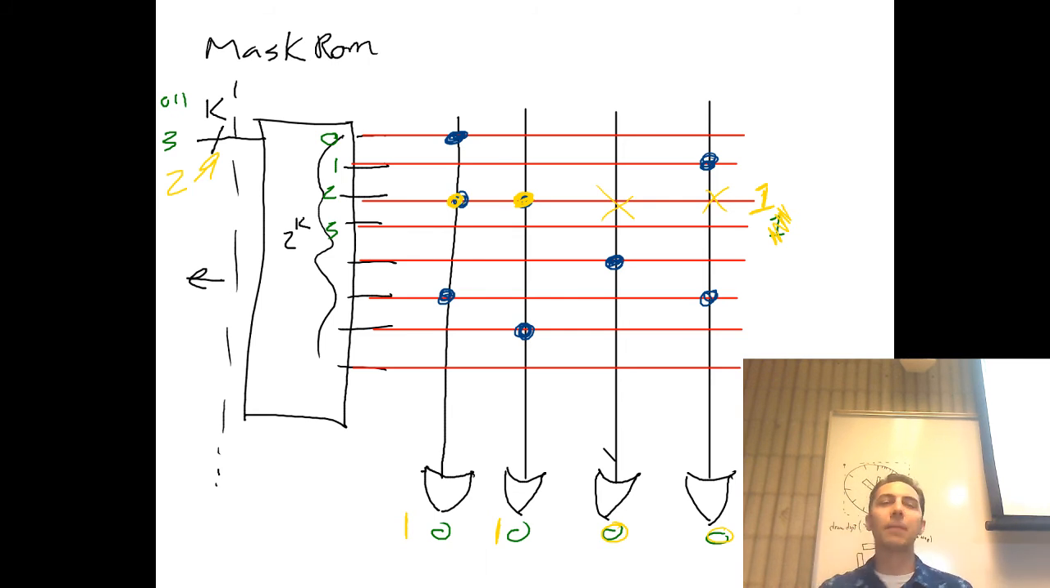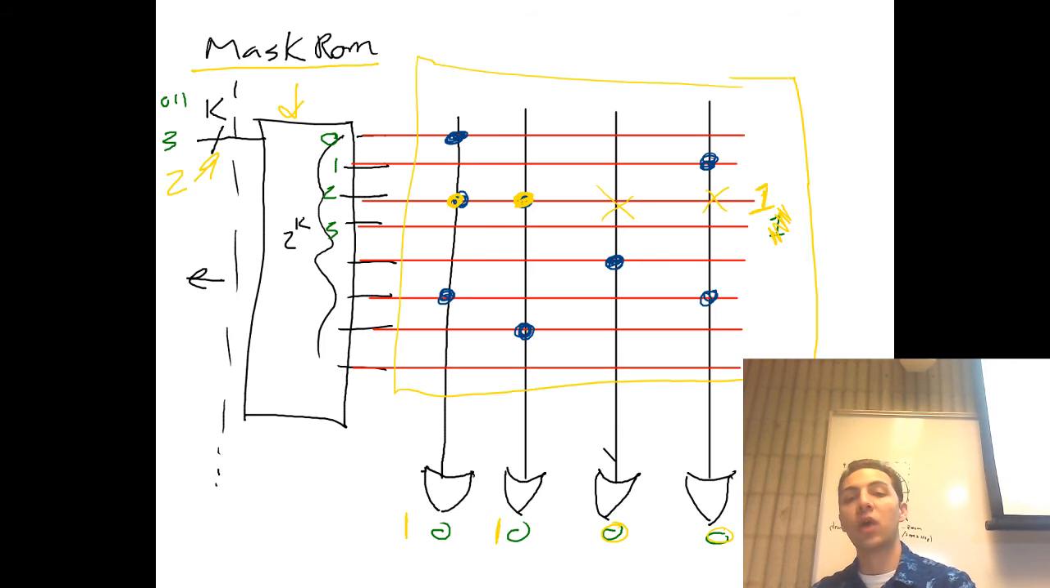That's effectively what's happening, although it's a different process. It's not a laser that's melting insulation. But in a mask ROM, that's kind of how that works. That's all there is to a mask ROM. Big decoder, and then a grid where you can selectively set bits to be 1.